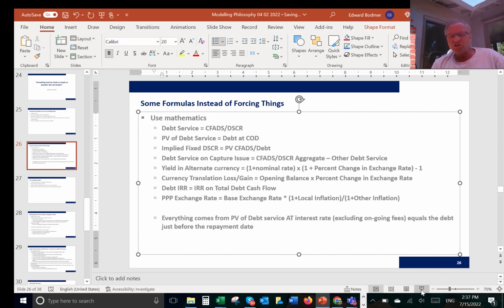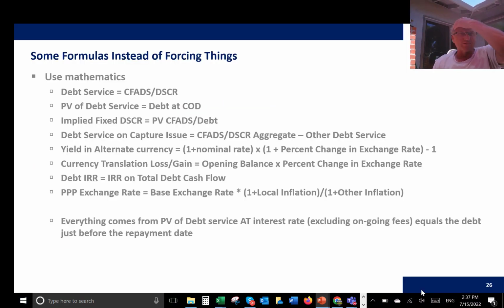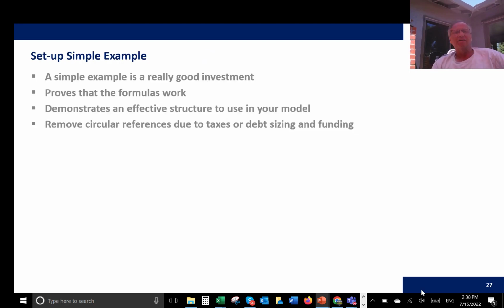Okay, if you use these equations and don't try to force it with some kind of goal seeks and macros and solvers and all that, what a mess that will be. And then in this example, you have this big model, a monster model, and it's got circular references associated with the interest during construction and the DSRA, and all sorts of different things.